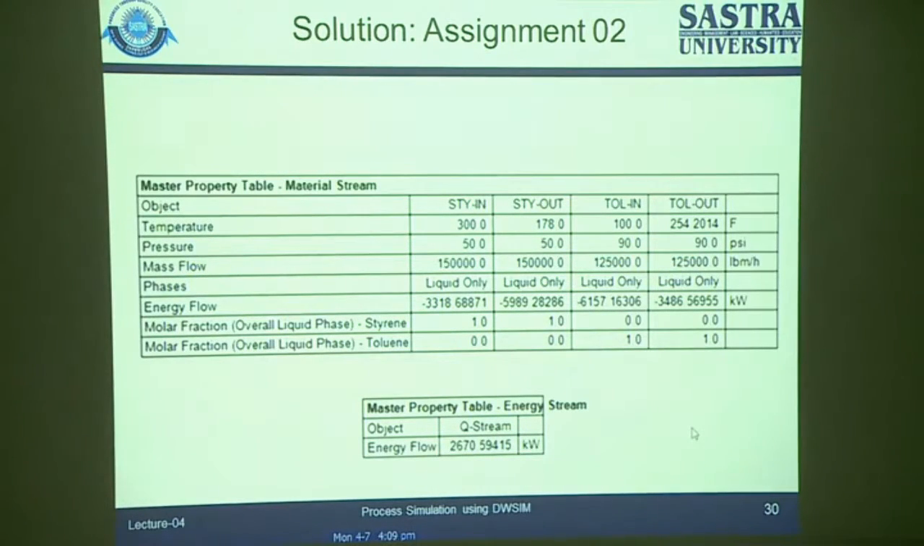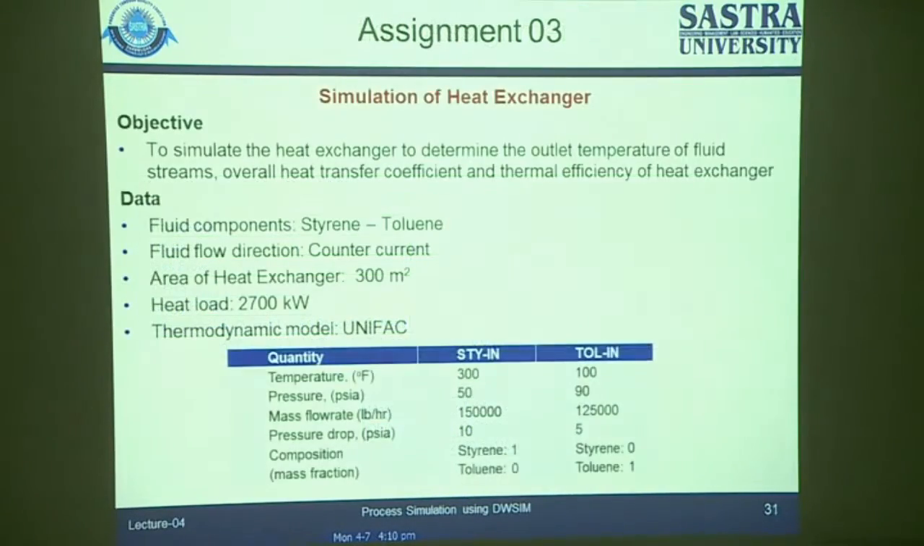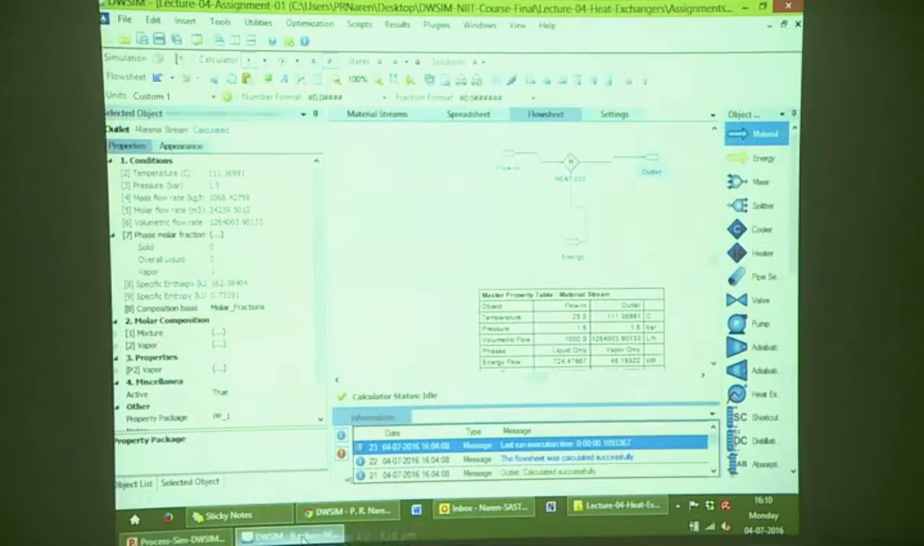Now if you configure the simulation correctly, this is how the typical results will look. So you can have styrene inlet, outlet, toluene inlet, outlet. The styrene temperature is changed from 300 degrees Fahrenheit to 178 degrees Fahrenheit, and you can see the toluene stream which is incoming at 100 degrees Fahrenheit is raised up to 254 degrees Fahrenheit. The pressure of all the streams remains constant, and all the phases remain liquid, and this is the energy content that is available from the styrene stream and utilized in the toluene stream. Let me show this quickly before moving to the next assignment.